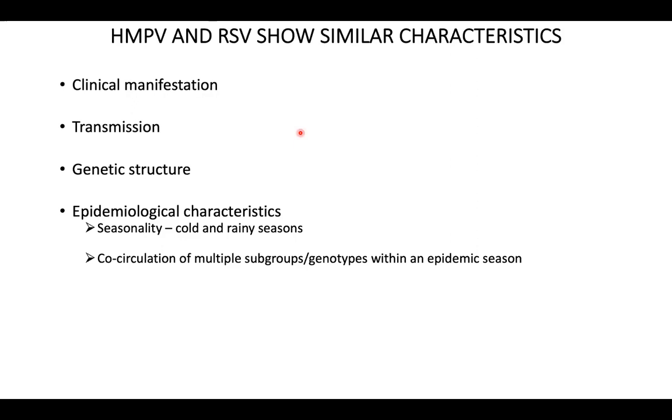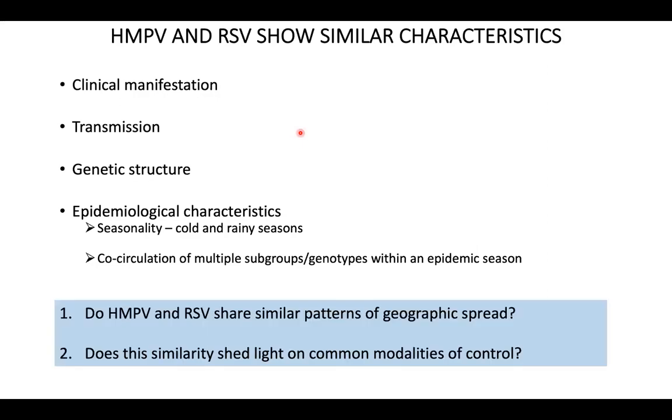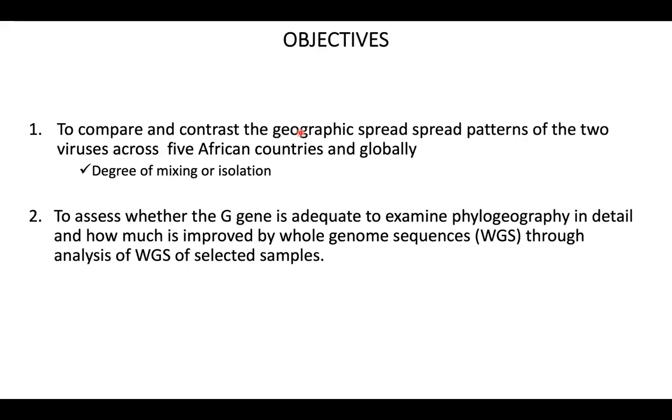These pathogens often occur at the same time of the year, usually coinciding with cold seasons or high relative humidity. Within epidemics of the two viruses, we often see co-circulation of multiple genetic groups. This poses a question: do these viruses also have similar patterns of geographic spread, for example, across Africa? And does this shed light on common modalities of control? To answer this, we aim to look at the degree of sequence relatedness across the 5 African countries. Do we see mixing, suggesting widespread movement of variants and possible transmission across the continent, or isolation?